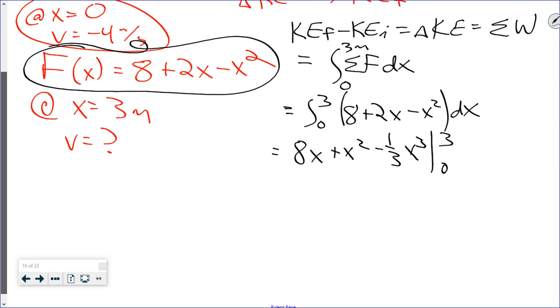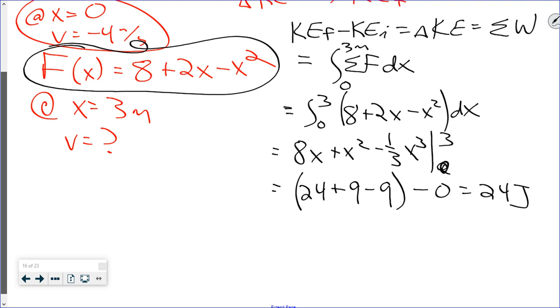Okay, so if you plug 3 in, you get 8 times 3, which is 24, plus 3 squared is 9, minus 1/3 of 3 cubed is also 9. So that's if you evaluate at 3, minus if you plug in 0, you just get 0. So this turns out to be 24 joules.